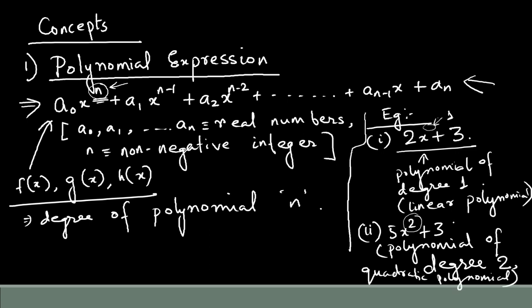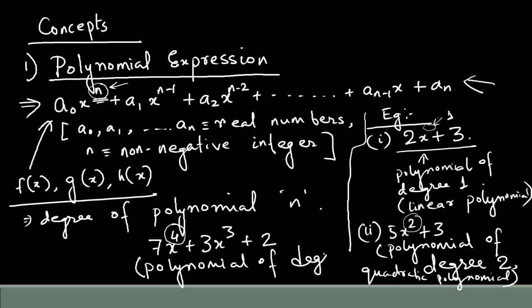Generally, if the highest power of x is 3, then that is a polynomial of degree 3. If it is 4, that will be a polynomial of degree 4. It depends on the highest power of x. Let's say you have another expression, 7x to the power 4 plus 3x cube plus 2. The highest power of x here is 4, so this will be a polynomial of degree 4. Hope this is clear to you guys.